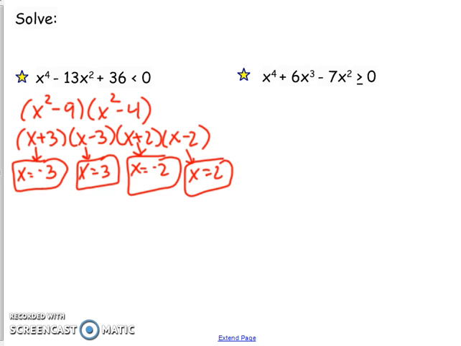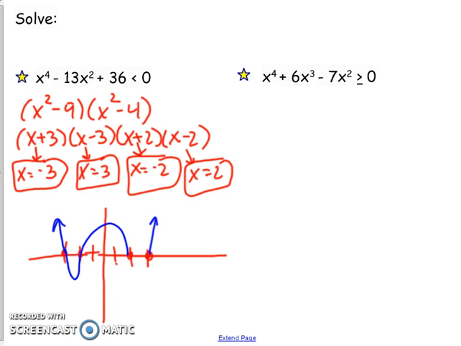So we're going to do a quick sketch. So we have negative 3, oops, out there, negative 2, 2, and 3. Since we have x to the 4th and it's positive, both ends are going to be going up. So if we follow the shape of this, here's our rough sketch.